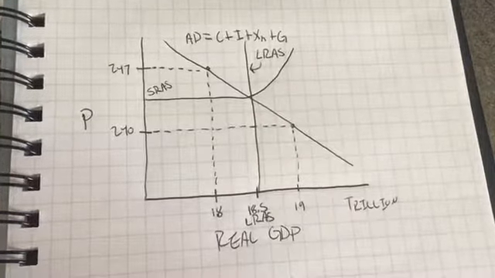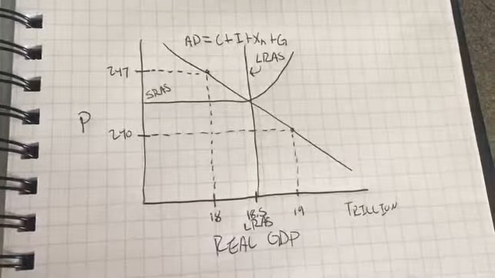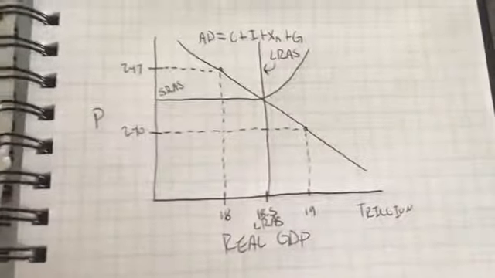Long-run aggregate supply is going to be at 18.5 trillion. It is vertical because changes in the price level have no effect on real output.